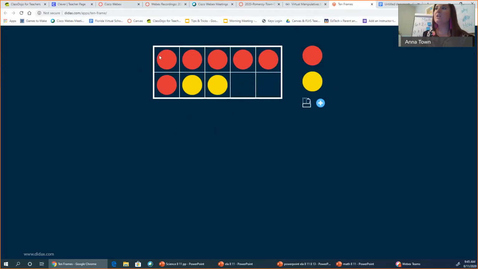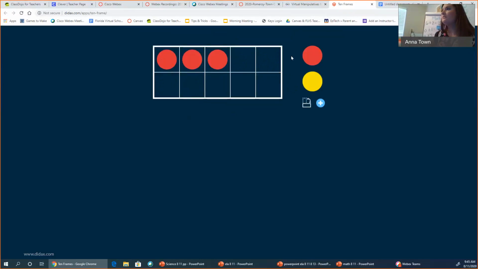We're going to go to the start and count all of the counters. Count with me, please. 1, 2, 3, 4, 5, 6, 7, 8. So 8 was our sum. 6 plus 2 is 8. Okay, I'm going to clear my 10 frame and we're going to move on to the next one.